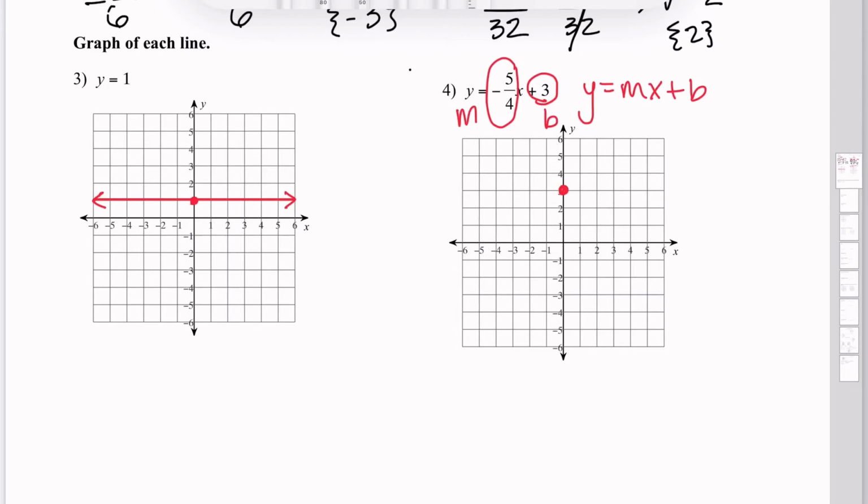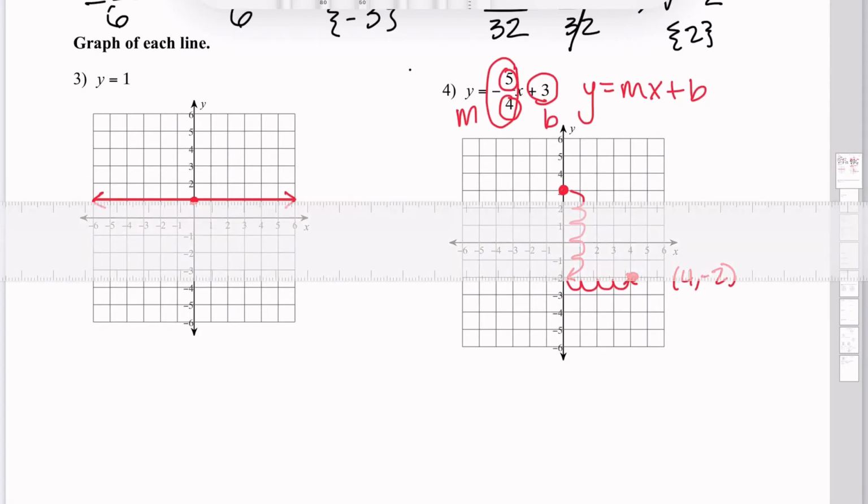Now we do want to go up 5 and to the left 4, since our slope is negative. However, since there's no space, we can't go 1, 2, 3. See how we can't go up 5? So the other option would be to go down 5. 1, 2, 3, 4, 5. And since our line should go towards the left, let's move 4 spaces to the right. 1, 2, 3, 4. Leaving us with the coordinate 4, negative 2.